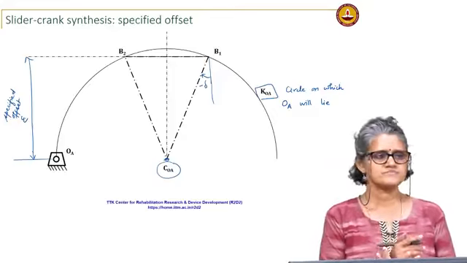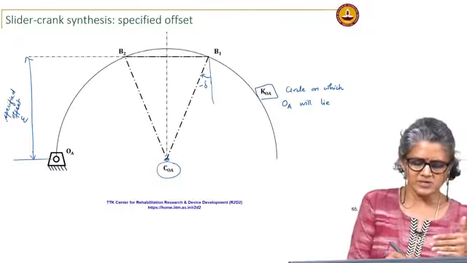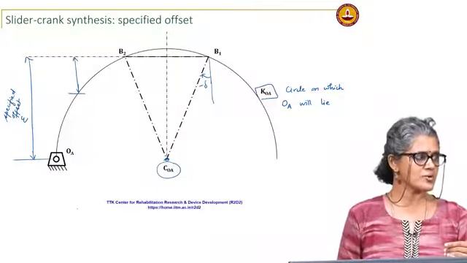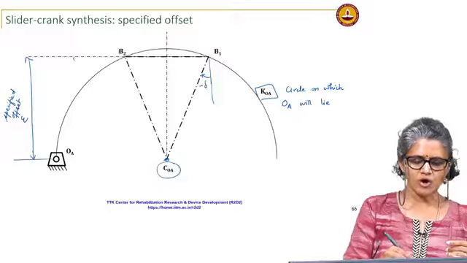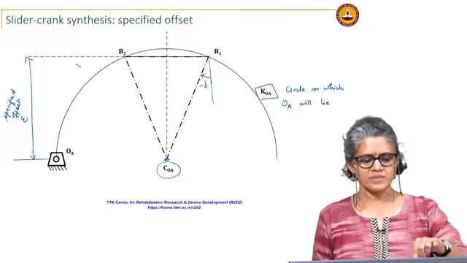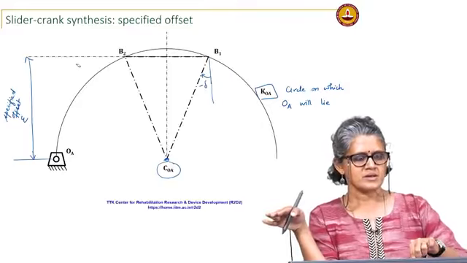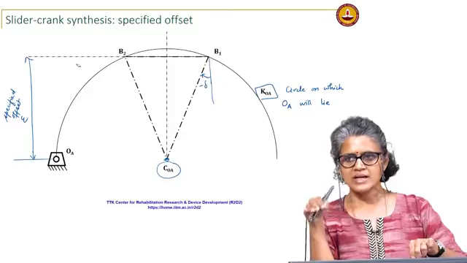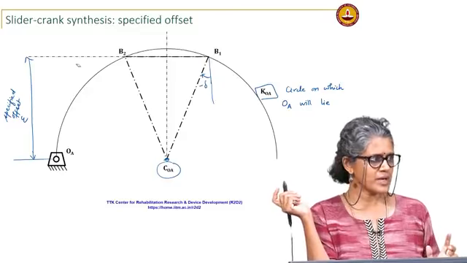say epsilon. So, it could be here. If my offset was specified here, then this would be my OA. Anywhere on that circle, I take the perpendicular distance from the line of action of the slider, and that gives me the location of OA.